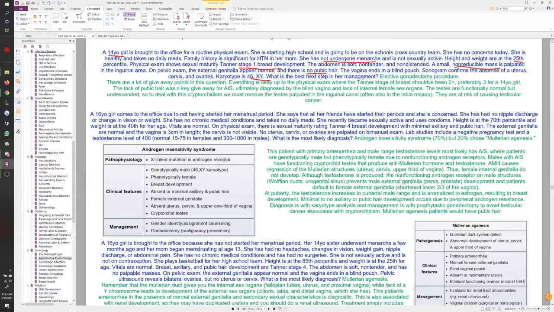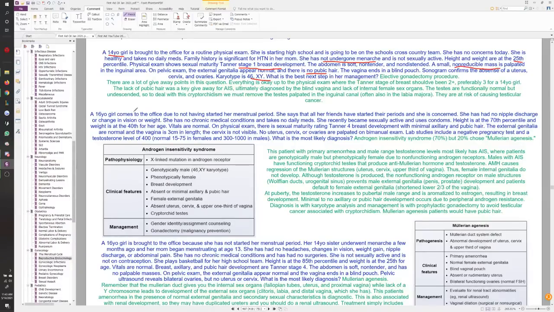Everything is okay on physical exam, where the Tanner stage of breast should have been 2+, preferably 3 for a 14-year-old girl, right? Except that was the only thing that's not okay. The lack of pubic hair was a key giveaway for androgen insensitivity syndrome, ultimately diagnosed by blind vagina and lack of internal sex organs. The testes are functionally normal but undescended, so to deal with this cryptorchidism, we must remove the testes, palpated in the inguinal canal. They can also be palpated in the labia majora. Right, they can become testicular cancer. So that's all this question was really about.